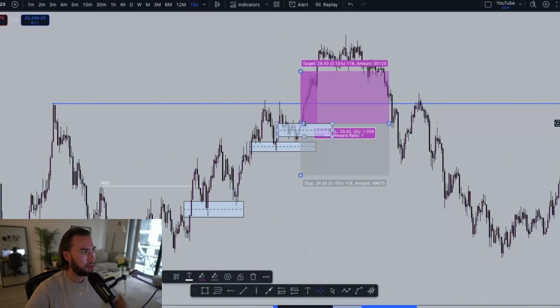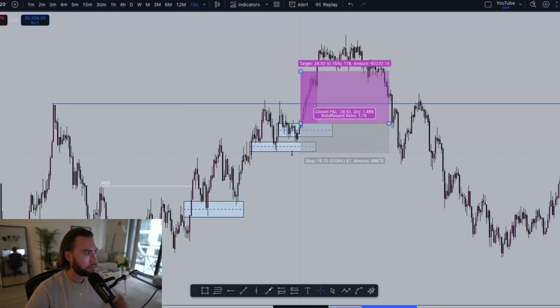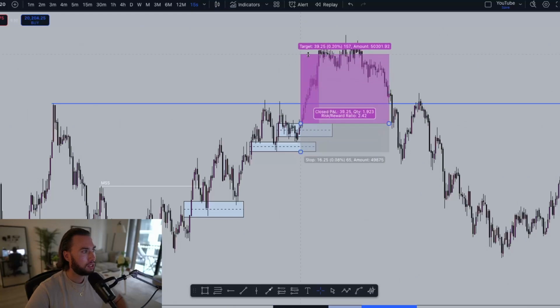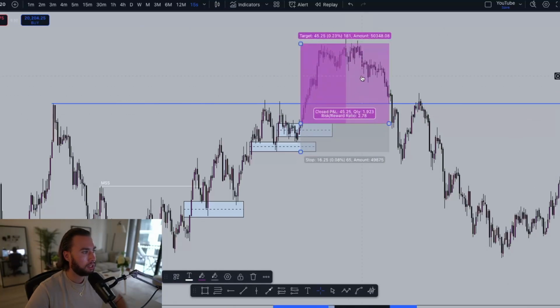So if we put our buy order here at the top of this fair value gap, stop loss would go below this low and our target would be this high. Now this is only a 0.72R setup, nothing crazy, but we are on a 15-second time frame. If we held this through the actual original consolidation, you can see how the R multiple increases.